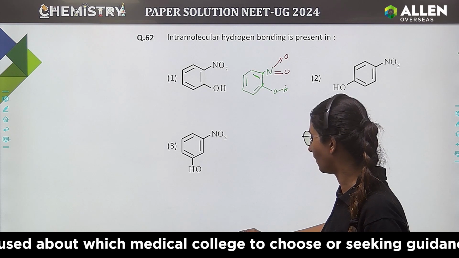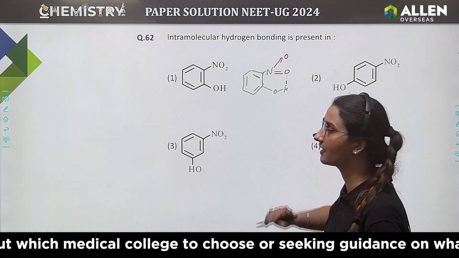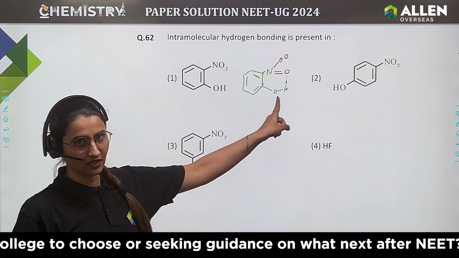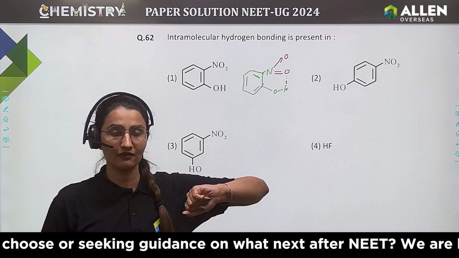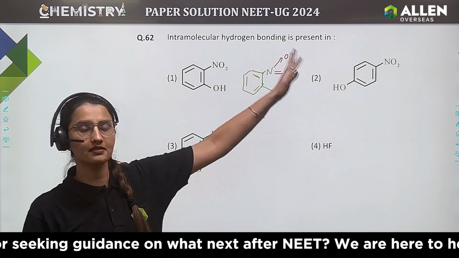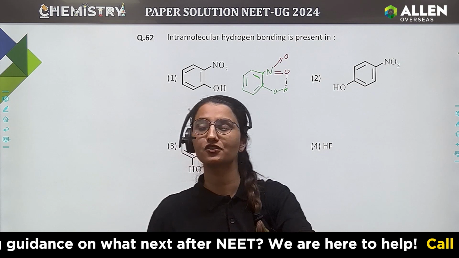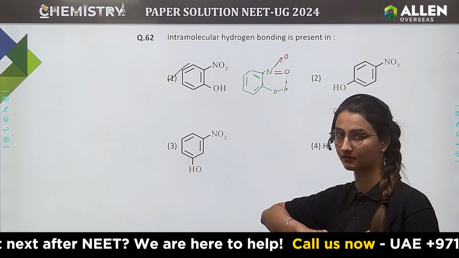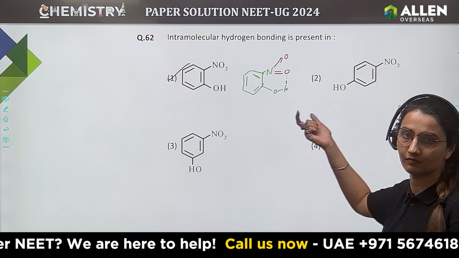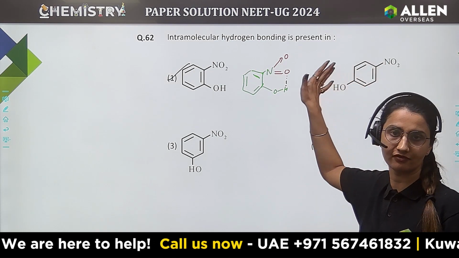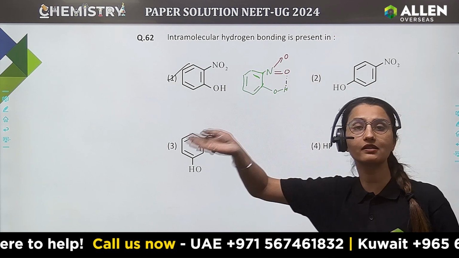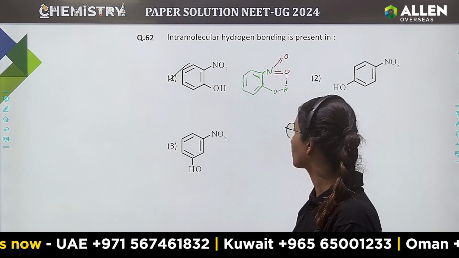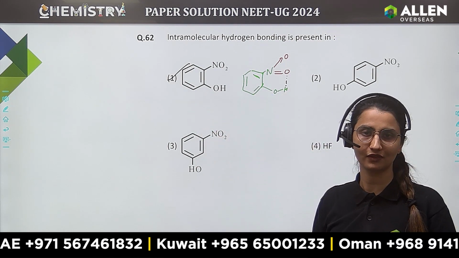So let me show hydrogen bonding with a dotted line and a different pen. H attached with an electronegative atom interacting with another electronegative atom. This is happening in the same molecule, so it is your intramolecular hydrogen bonding. Here it is not possible because of the distance factor. Here again, para undergoes extensive intermolecular hydrogen bonding between different molecules. So the correct option is option 1. Right? Okay.